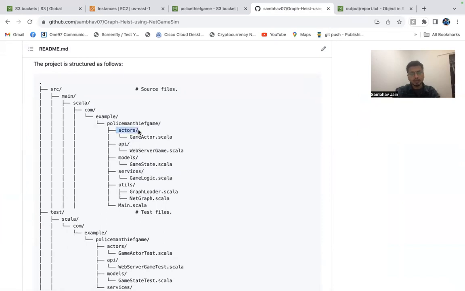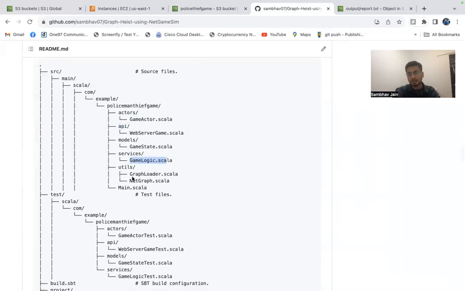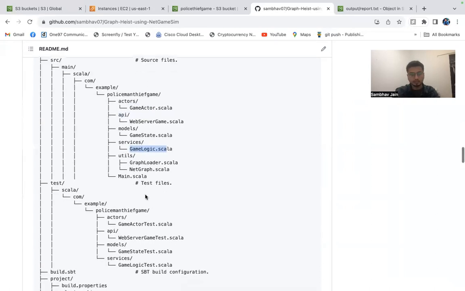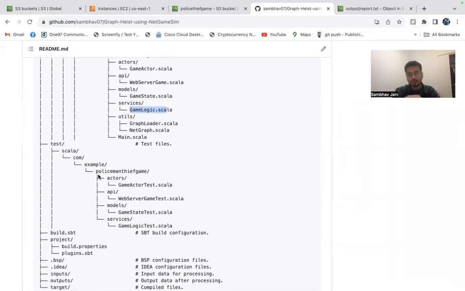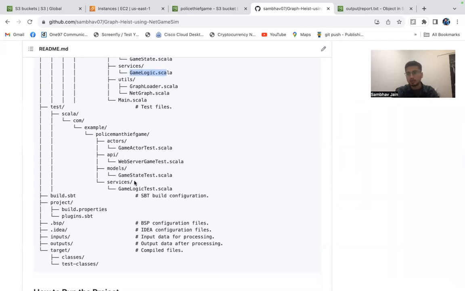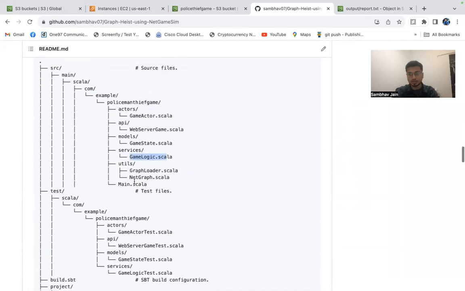And this is our project structure. As we have actors package, we have API package. Actor will have this game actor.scala. We have web server game.scala. Then models consist of game state, and the game logic is in services, and utils obviously for loading the graph, and the net graph and the graph loader.scala. And correspondingly, we have a similar structure for test. And so this is how our project structure is like.